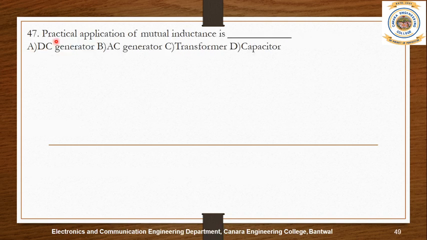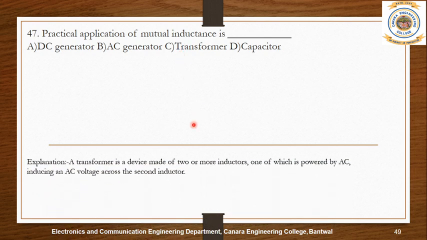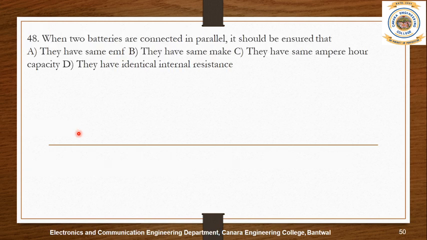Next, practical application of mutual inductance is DC generator, AC generator, transformer and capacitor. Inductance is applicable for DC as well as AC, but mutual inductance is in case of transformer. Transformer is a device made up of two or more inductors, one of which is. So transformer is the application of the mutual inductance. So option C is the right answer.